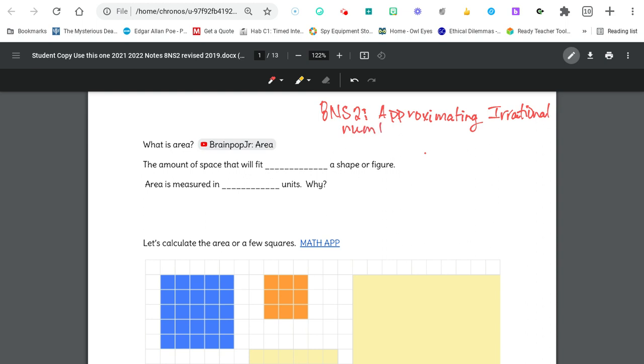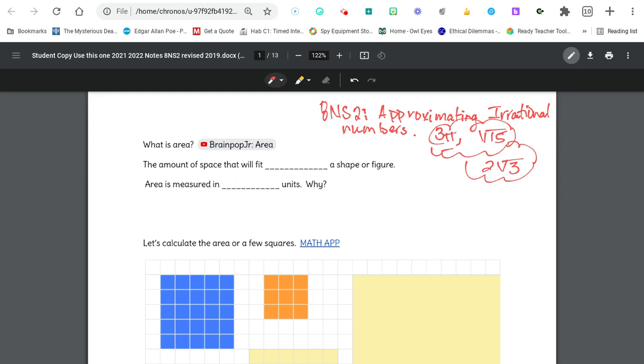All right, so when I say approximate an irrational number, it's something like 3 pi. Pi is irrational. Or the square root of 15, because there's no number times itself that's going to give you 15. So the square root of 15 is irrational. So we're going to learn how to approximate things like this. You may even see something that looks like this at some point. Okay, that's 2 times the square root of 3.